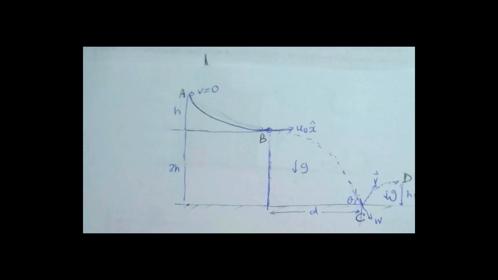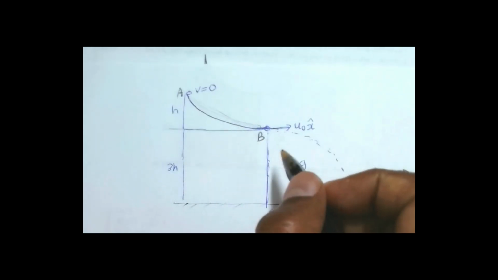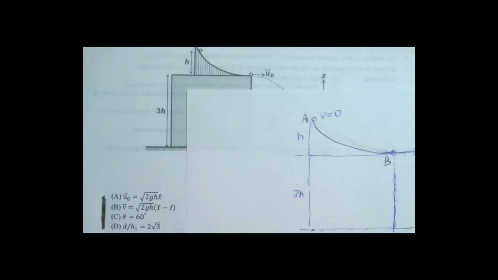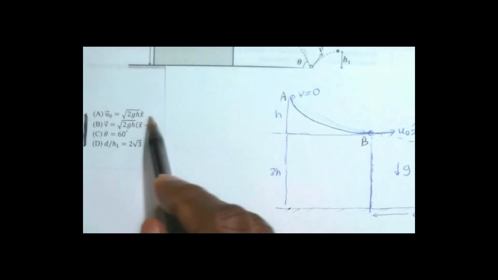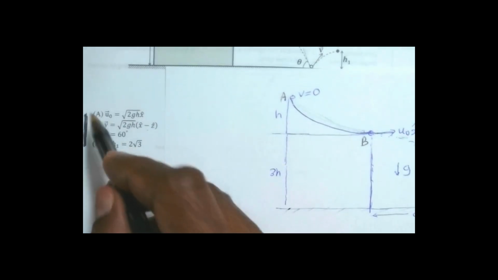So let's do the A to B motion, and let's put the answers out here that we are looking for. This is all about A to B motion. I should be able to find out what u0 is, right? So the question is, is A correct or not.